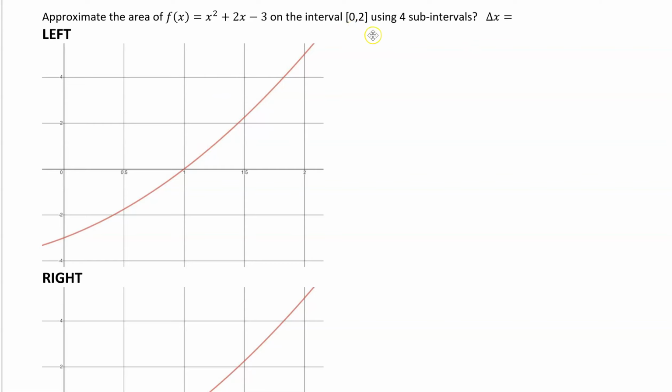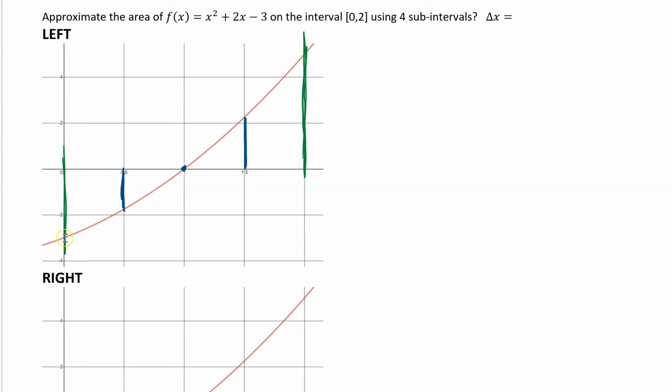So again, we're going to go from 0 to 2. So we draw our line from 0 to 2. And you always want to graph these first to get a picture of what's going on. It lets you know if you're doing things correctly. And then we break it into our 4 subintervals. So you're going to go from the x-axis to the function itself. So that one's at 0. We don't do anything. And then that one we go up. So you're always going from the x-axis to the function itself.